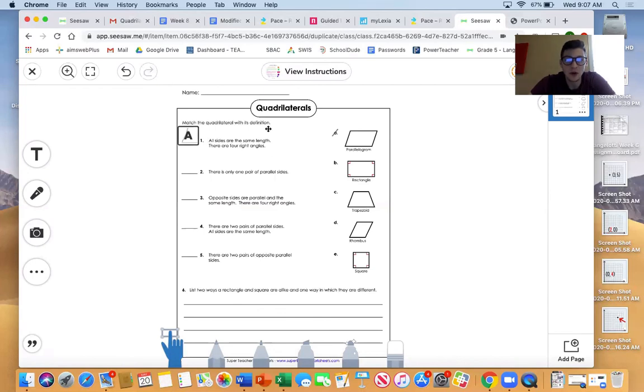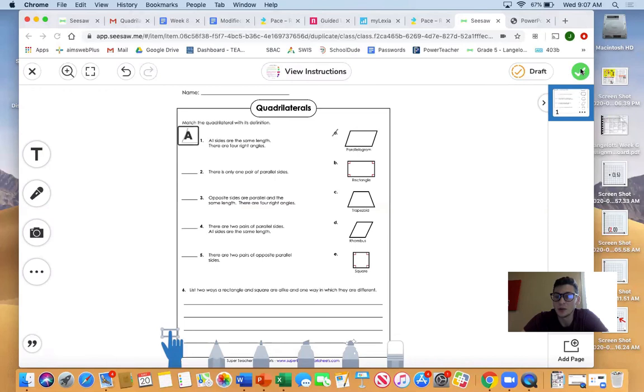So you're matching the quadrilateral with its definition, these 1, 2, 3, 4, 5 quadrilaterals. And then number 6 is a short response where you are listing 2 ways a rectangle and square are alike and 1 way in which they are different, okay? When you're done with your work, you're going to click the check mark up here so your work is submitted, okay?